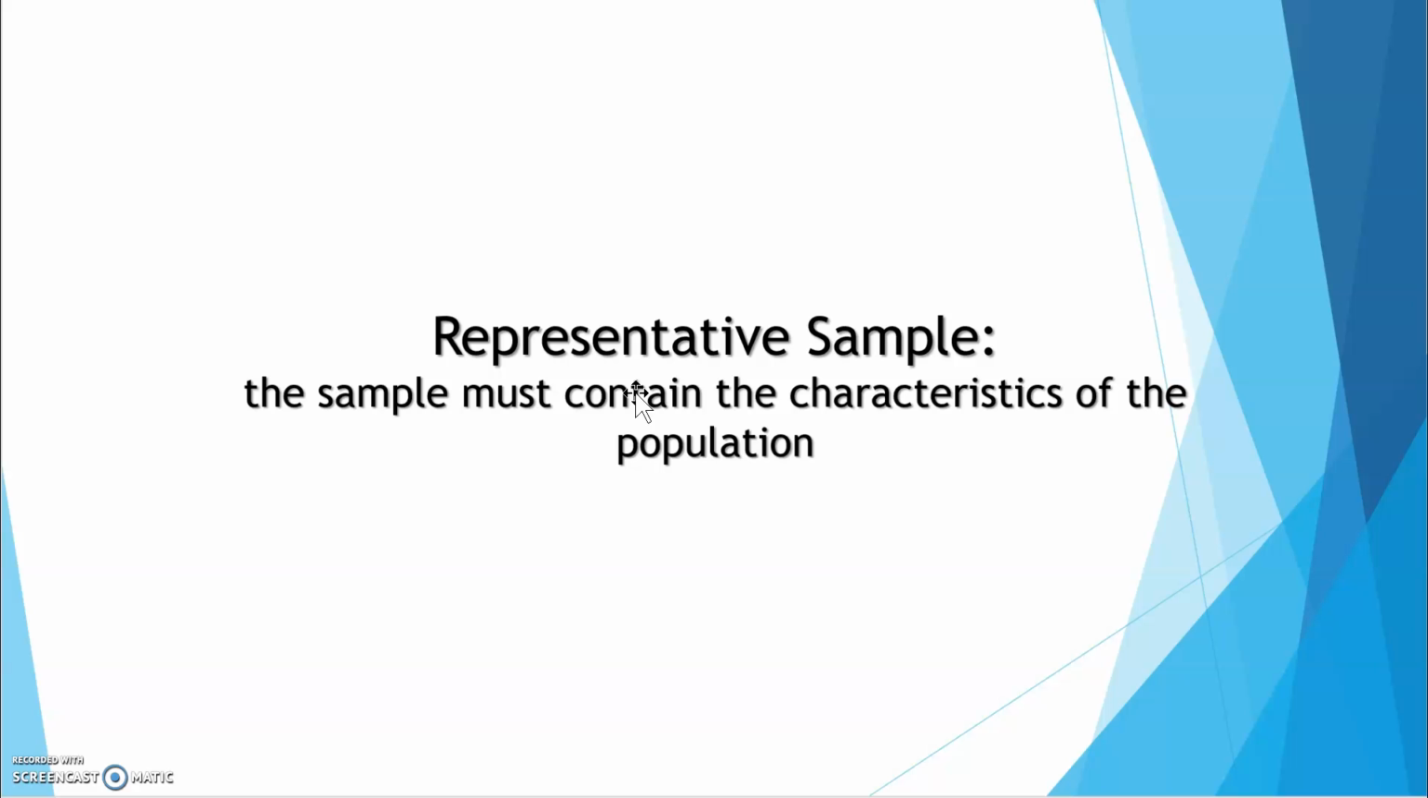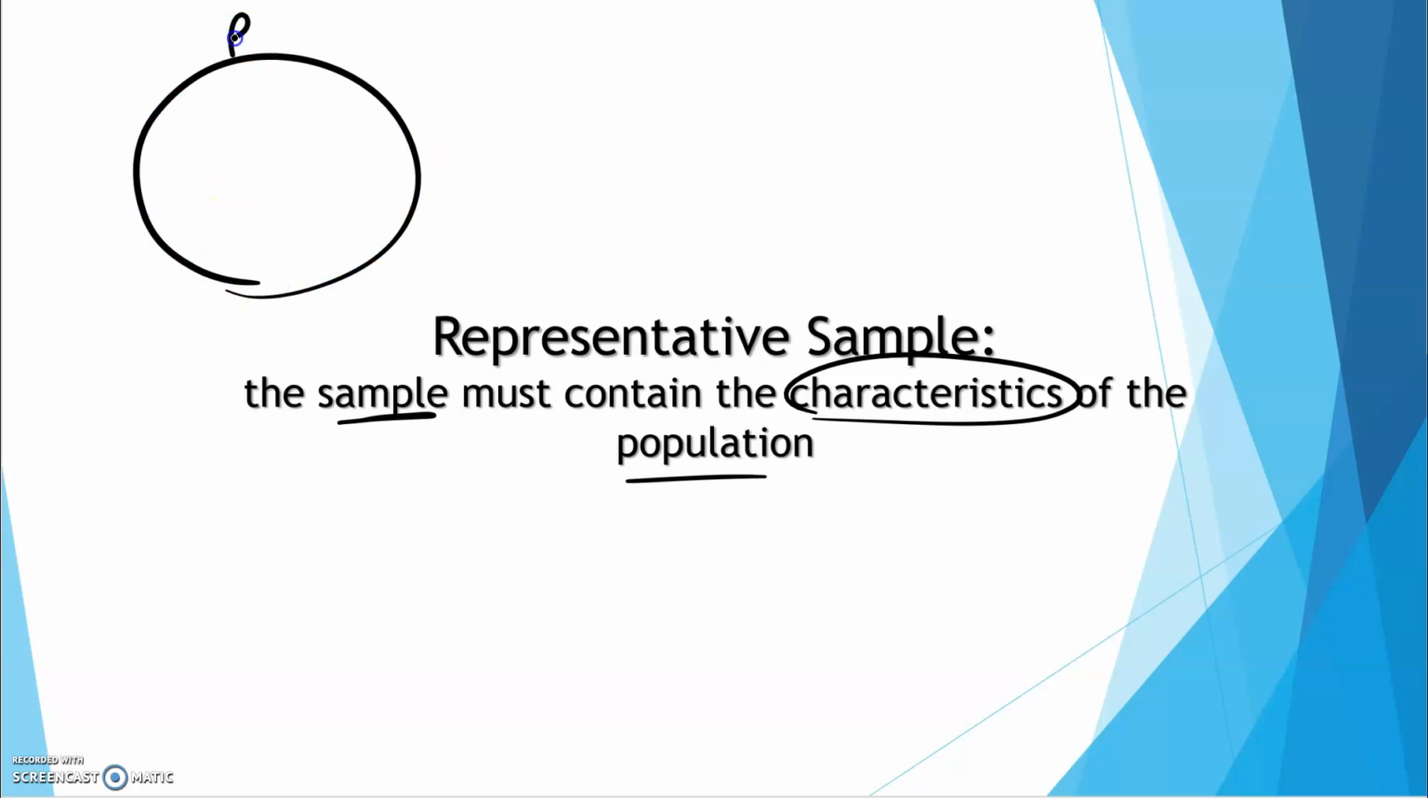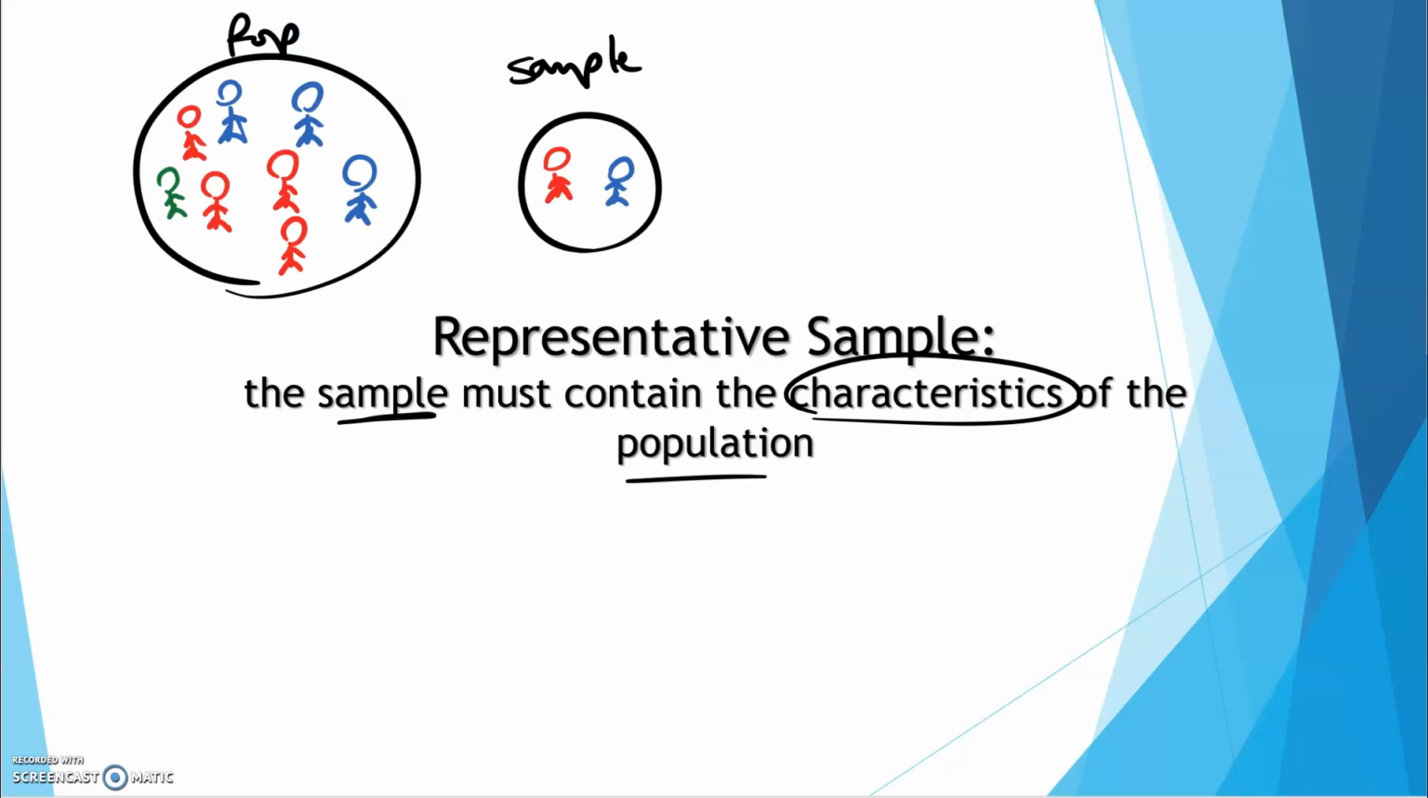Okay, representative sample: your sample has got to contain all the characteristics from the population. Or what we say is we need the sample to represent the population. Now, if I have this population, and it's going to have this type of characteristic in it. Here's my population, and the different colors represent different characteristics of that person. So we've got 3 blue guys, 4 red guys, and 1 green guy.